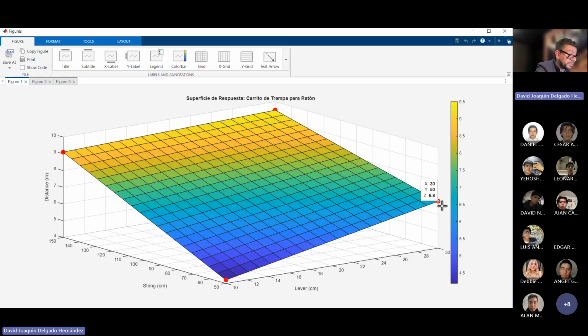You can see these 3 points. Then I have a third experiment, which is now the lever 10 centimeters and the string 150, and I can reach a 9.1 distance. And finally, the fourth experiment is 30 for the lever arm, 150 for the string, and the distance that I can reach is 9.5.